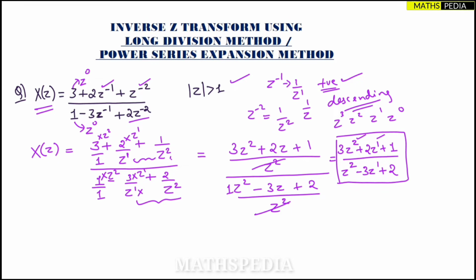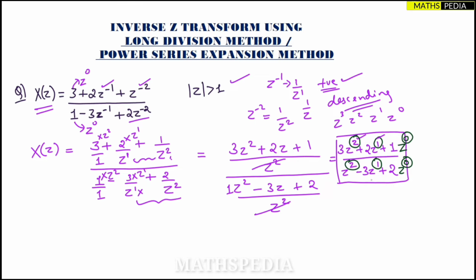So if you observe carefully, the first term power is z power 2, the second term power is z power 1, and the last term power you can write as z power 0, because nothing is there, you can just note it down. Next, the denominator: first term z power 2, second term z power 1, last term z power 0. So it is in the order 2, 1, 0, descending order, right? So it is already in descending order.